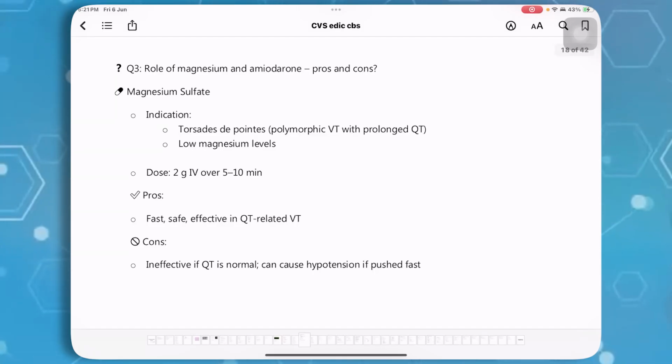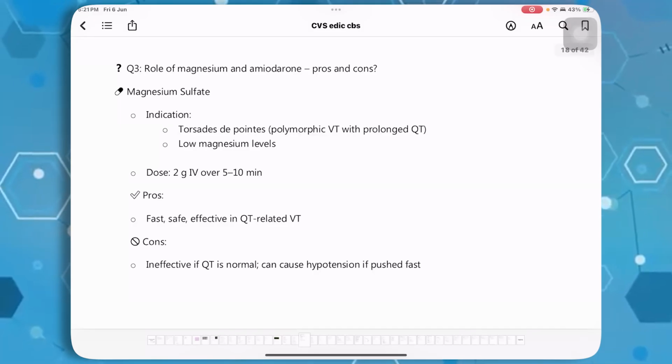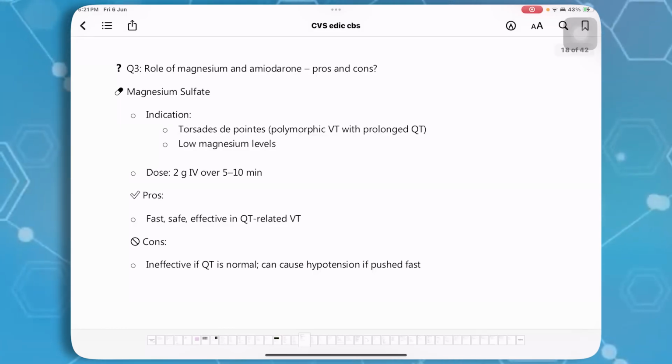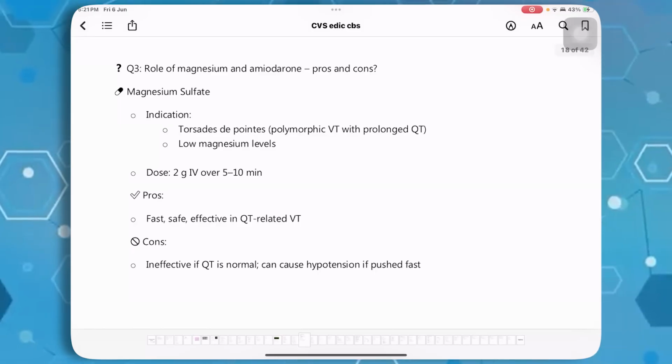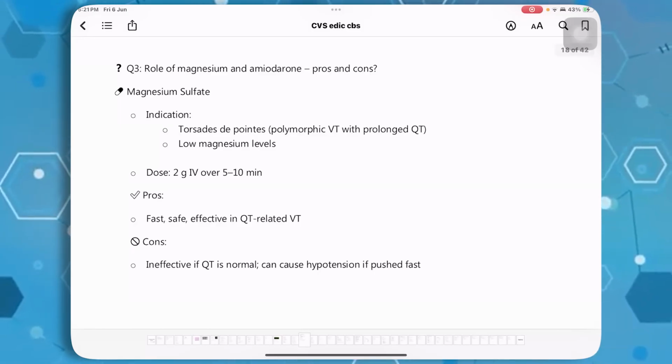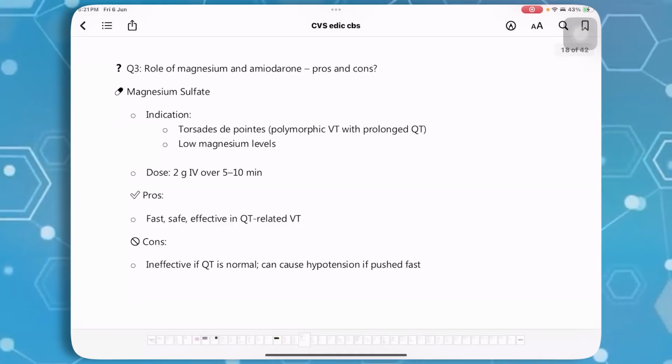So remember, if it is not a torsades de pointes, if it is not a prolonged QT interval related ventricular arrhythmia, giving magnesium will not only waste the opportunity that you have to save the patient, but also can cause further hypotension in this patient.